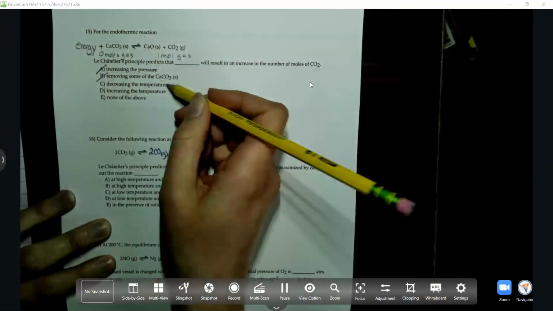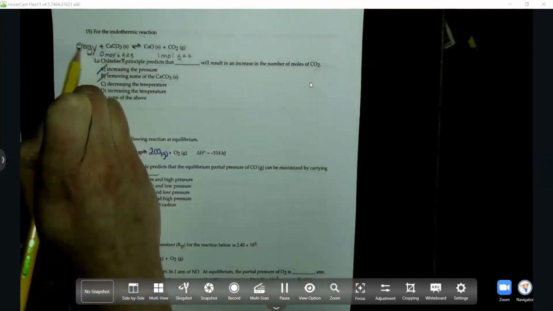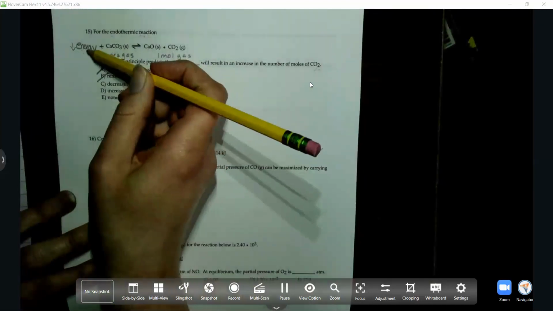Sorry guys, I totally just got confused with the next question. As I said, decreasing the temperature is going to lower our energy. It's going to shift back towards reactants because energy is a reactant, so that's not the answer. And then increase the temperature, that's the opposite. So we want to form products. So that is the answer.